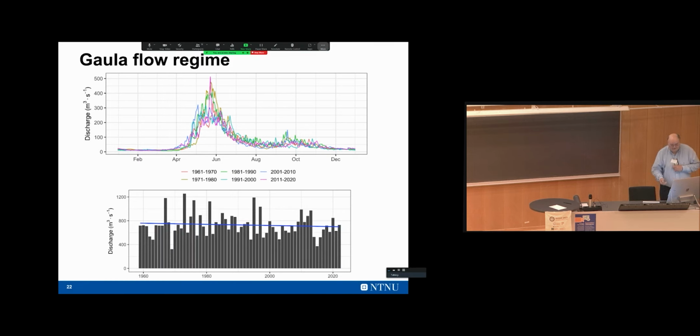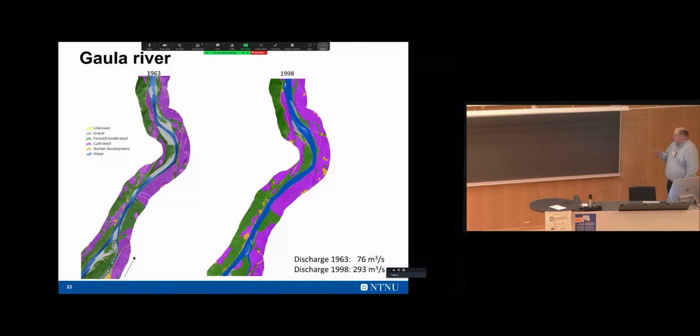There was a small mistake: I chose the wrong data set for training. This is Gaula in 1963. This is Gaula in 1998. The problem here, and this is a problem with the method, is that the discharge is significantly higher in 1998. There are a limited set of pictures available, so you have to have some luck to find the discharge. But this is my fault because there are images from 2000 and 2002 that could have been used with a lower discharge.